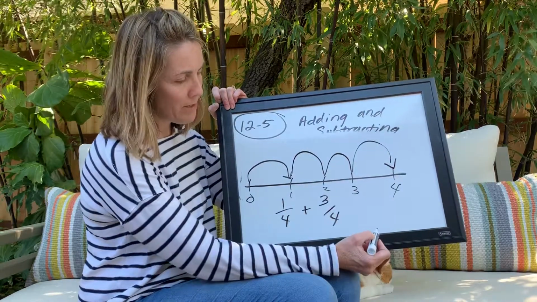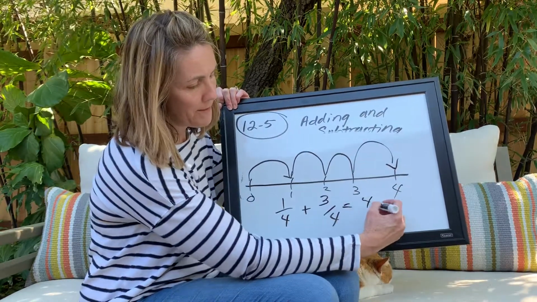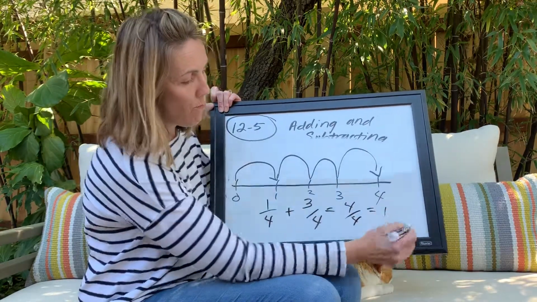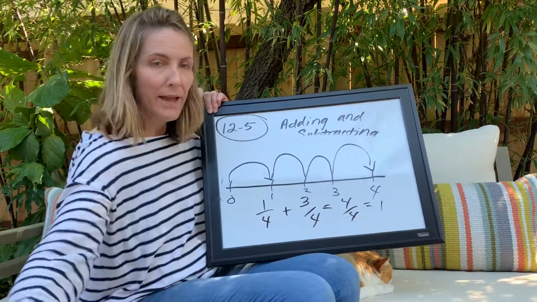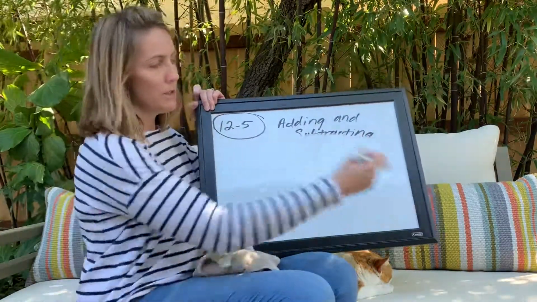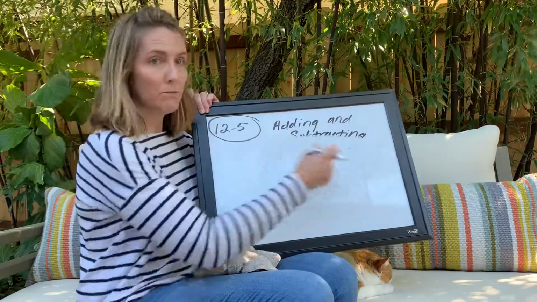Okay, what do we end up with? 4/4. And I was really glad to see you guys simplify this. Or 1 whole. So that's kind of adding, going in this direction. So just kind of remember subtracting, jumping backwards, adding, jumping forwards.